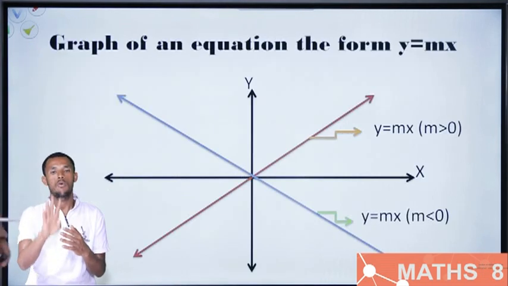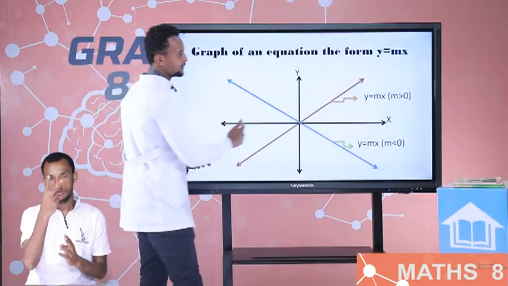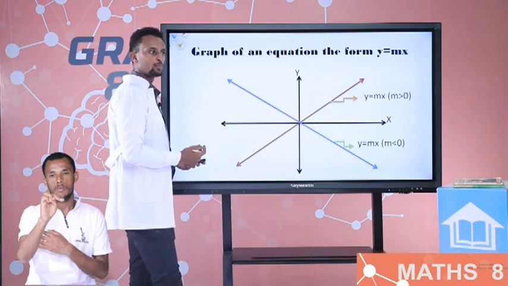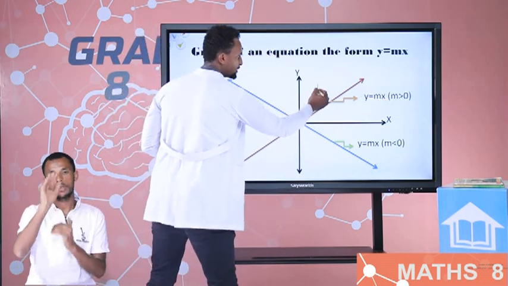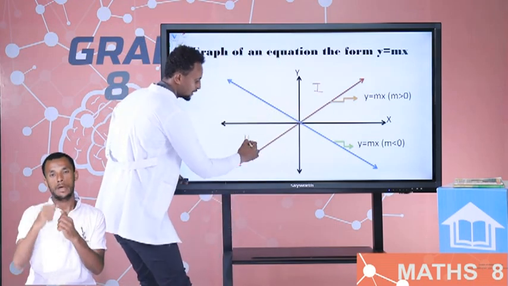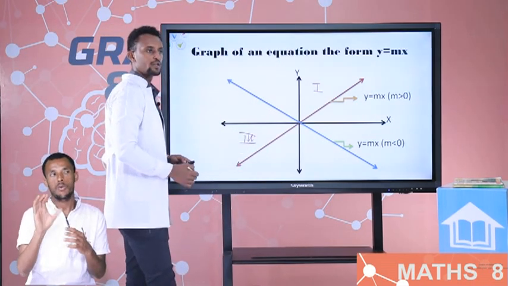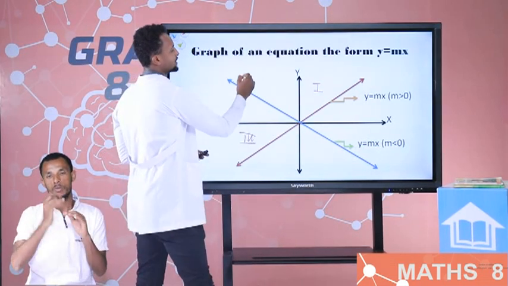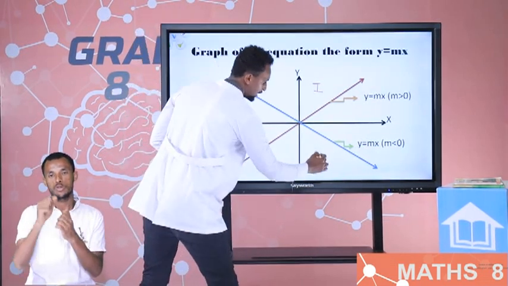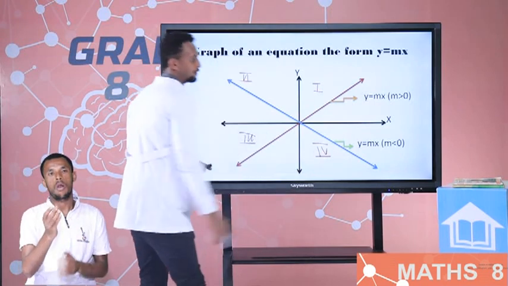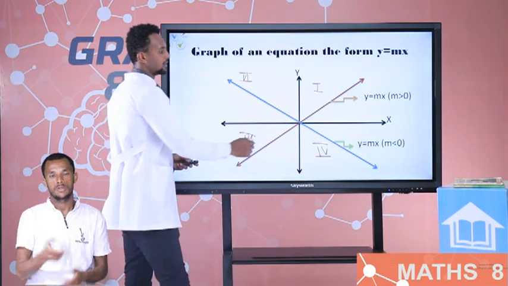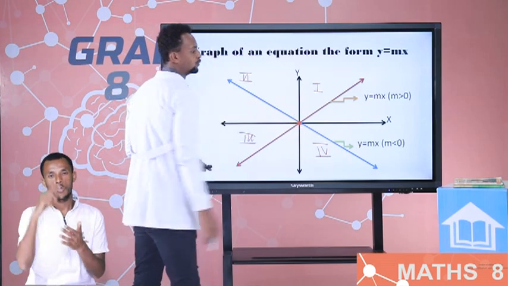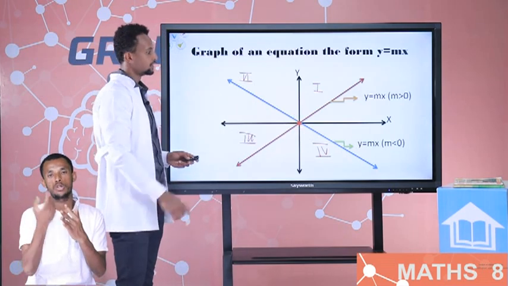Let's see that. That means if the value of m, or the value of the slope, is greater than 0, the line is passing through quadrant 1 and quadrant 3. And if the value of the slope is less than 0, it's passing through quadrant 2 and quadrant 4, as you see in this graph. And if it is y = mx, it's always passing through the origin of the graph.